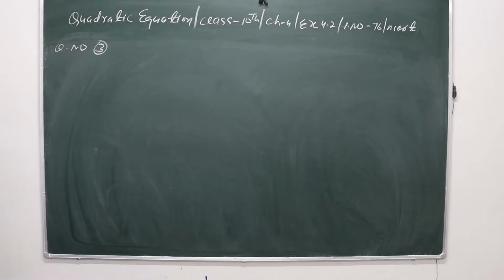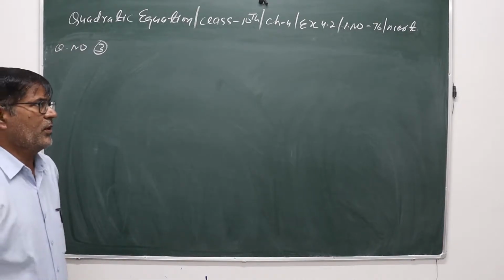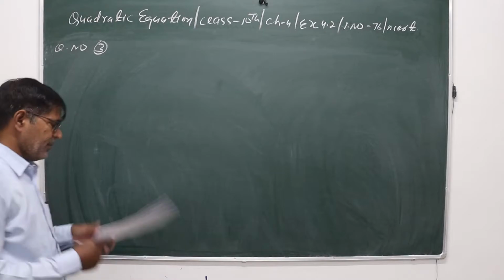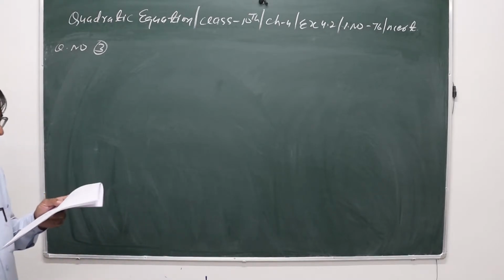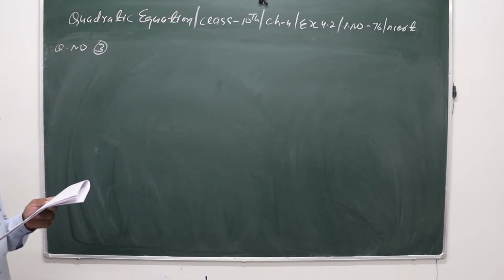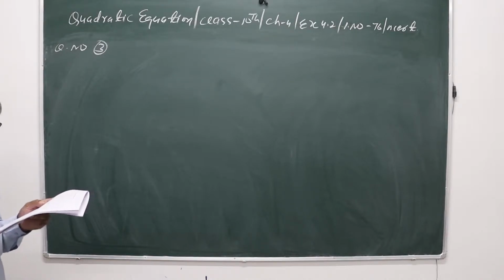Hello students, quadratic equations, class 10th. Next, exercise 4.2, question number 3. Find two numbers whose sum is 27 and product is 182.